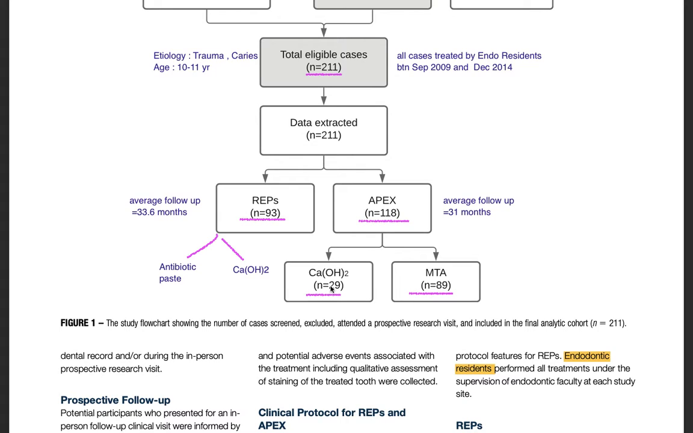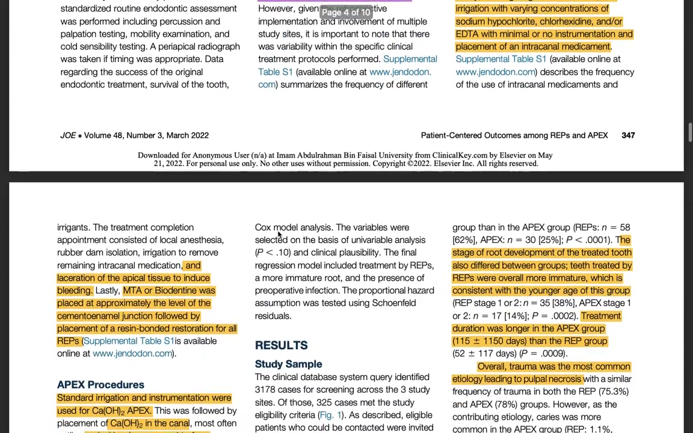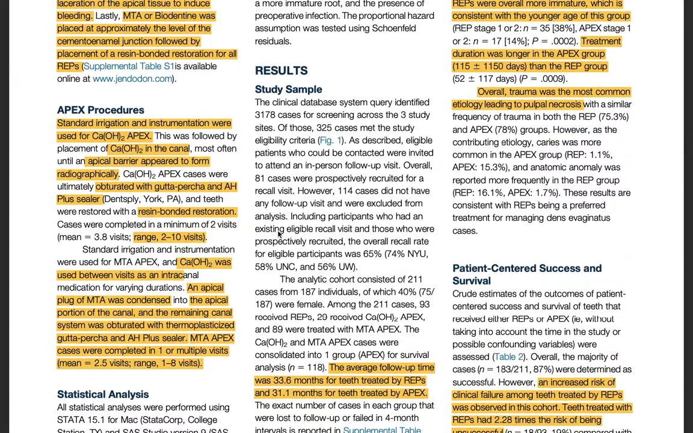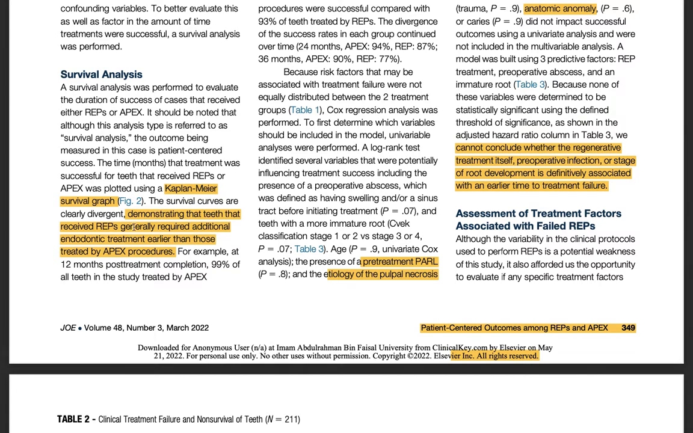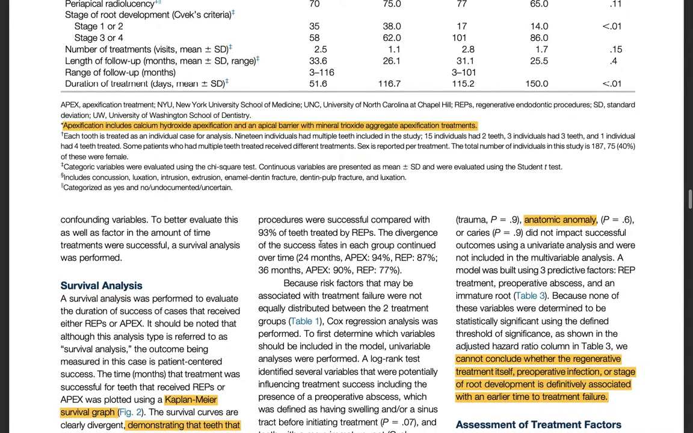And they wanted to compare the outcome between these two procedures and what are the factors that affected the outcome. And what they found was in line with the previous studies, that REP had lower success rate from the patient-centered outcome. To do this, they did a Kaplan-Meier survival graph, and it showed that REP generally required additional endodontic treatment earlier than those treated by apexification procedure. For example, at 1 year follow-up, 99% of all teeth in the study treated by apexification were successful, compared with 93% of teeth treated by REP, and the divergence increases as the follow-up time increases.